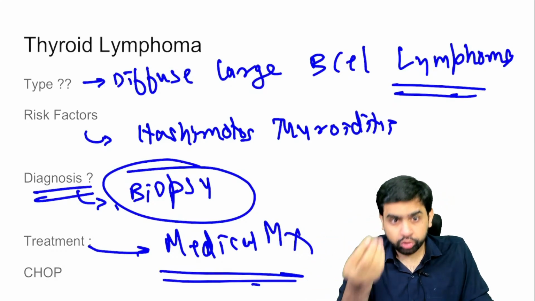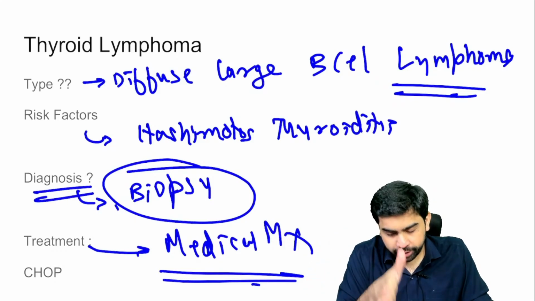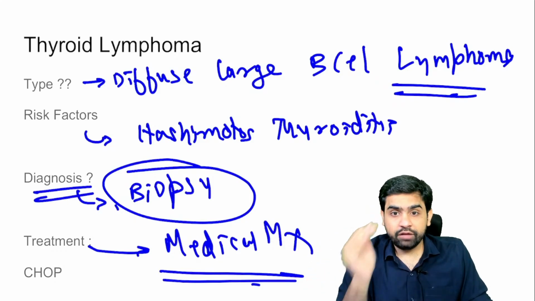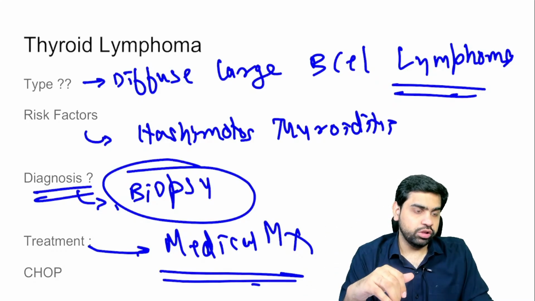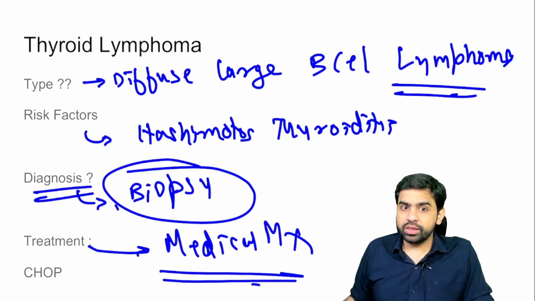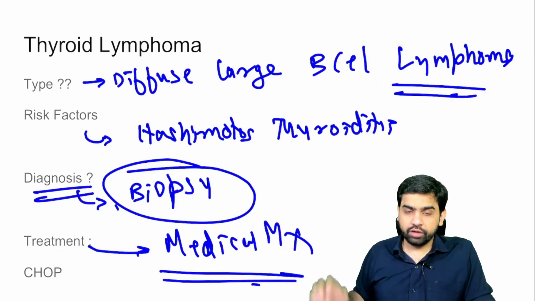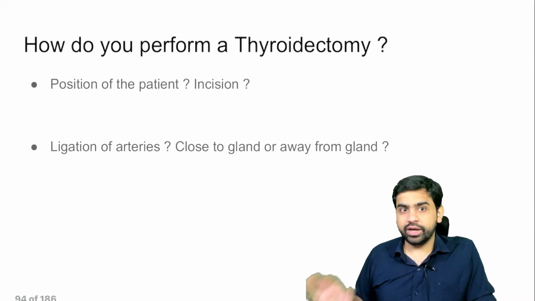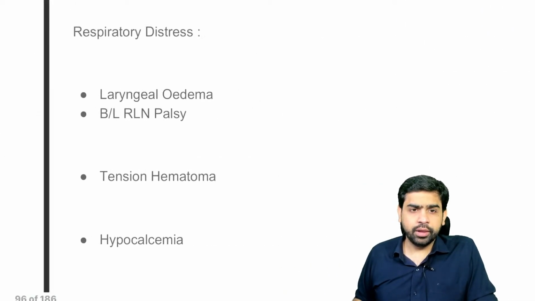So over here also, the medical management is chemotherapy. You predominantly give the patients chemotherapy, the CHOP regimen. If there is some kind of residual lesion, then you have to go ahead and do a surgery. I hope you have understood this particular point. So for thyroid lymphoma, you do medical management, chemotherapy, CHOP therapy. If there is a residual lesion, then you go ahead and do a surgery. Okay, let's not go over here.